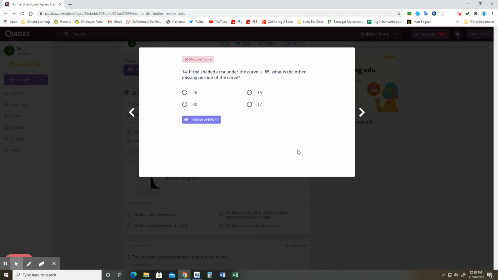Number 14. If the shaded area under the curve is 0.85, what is the other missing portion? Well, 0.85 is 85%. The missing portion, you're missing 15%. That's just literally what it comes down to. Next.